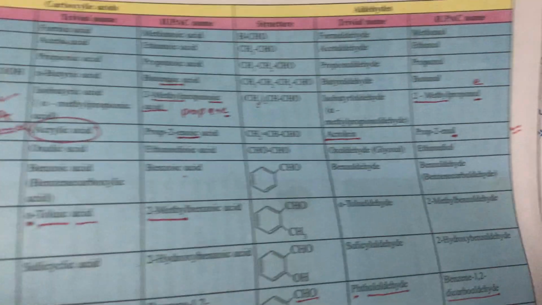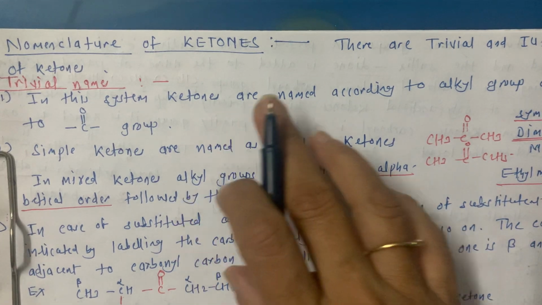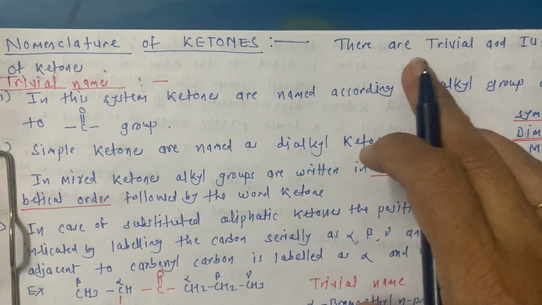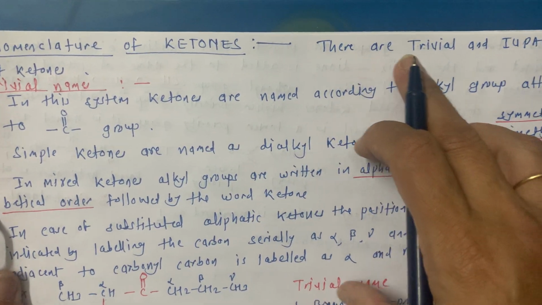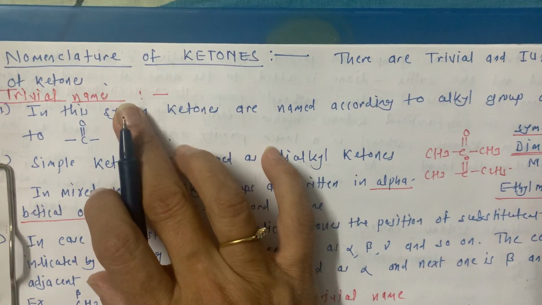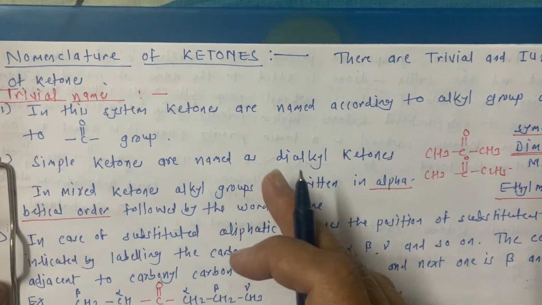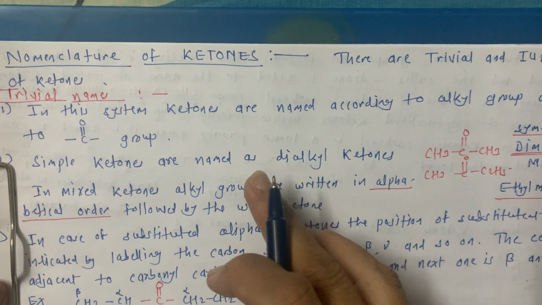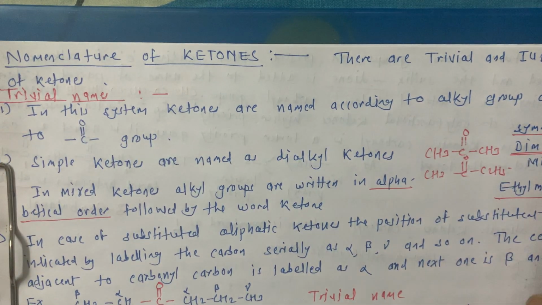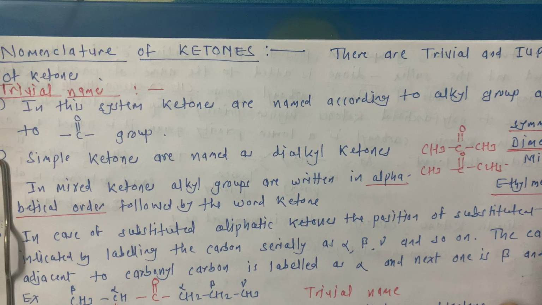Now next topic is nomenclature of ketones. Again we have to think about trivial as well as IUPAC names of the ketones. Now the trivial names. Okay. So this is something different than the carboxylic acids and aldehydes. So we make a different write up over here. Okay. It is not common for all.